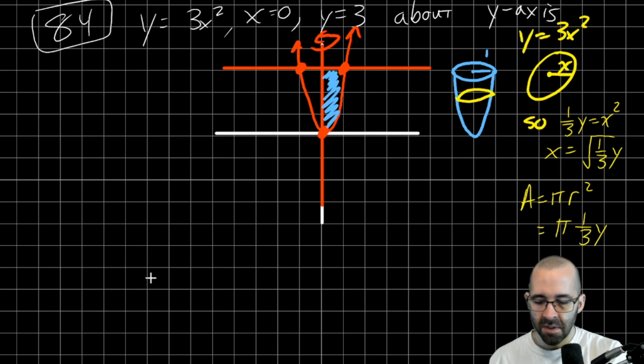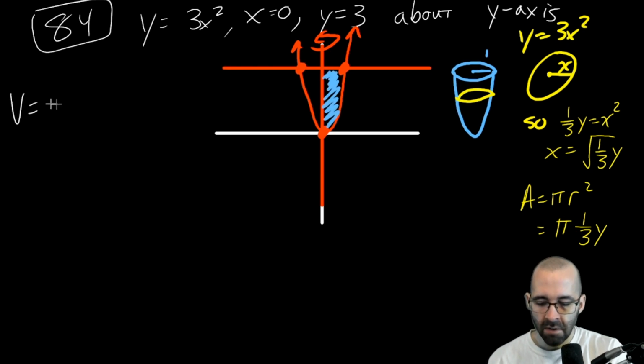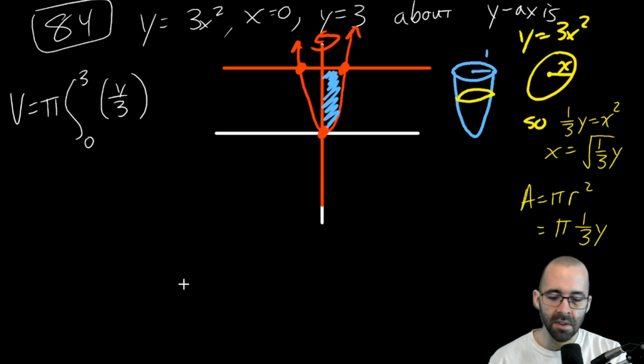So regardless of whether you use the disk method or slicing method, you get that the volume is pi times the integral. Y is going from 0 up to 3 of the function in terms of y, x squared, is y over 3. X squared is y over 3.